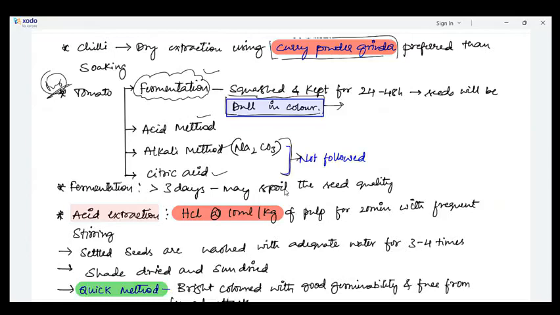So these color related compounds are again related to the yield and other major morphological characters. Since they are composed of antioxidants, they play a major role during development. That is why if the seeds are dull in color, it simply means they are not of good quality. So that is why fermentation is not followed commercially. It is the acid method, using HCl at 10 ml per kg of pulp, which is more commonly used commercially for extraction of tomato seeds.